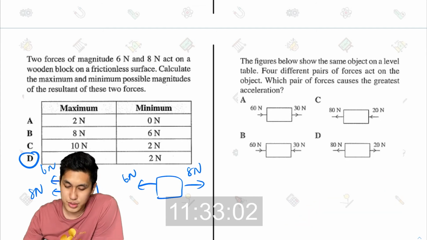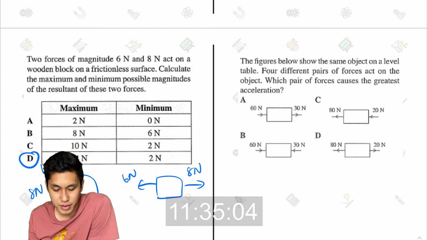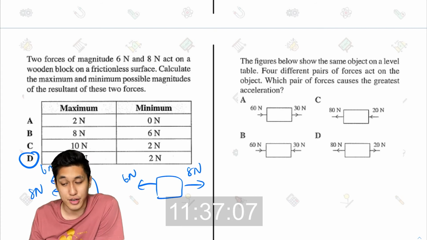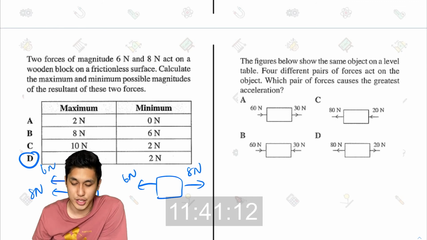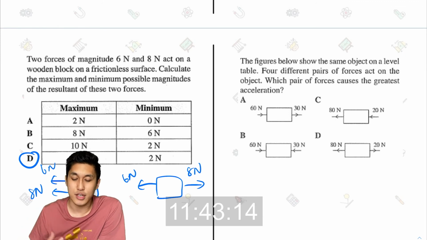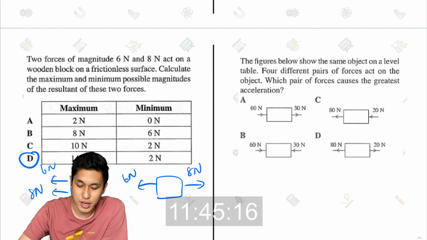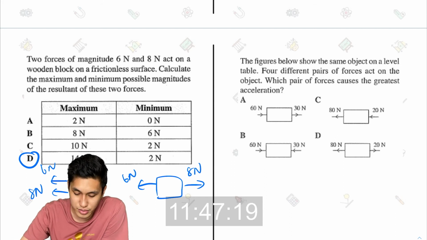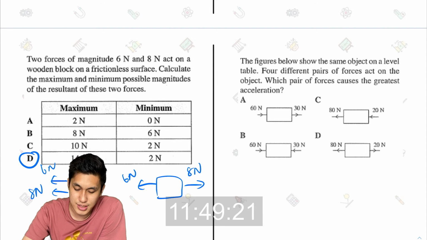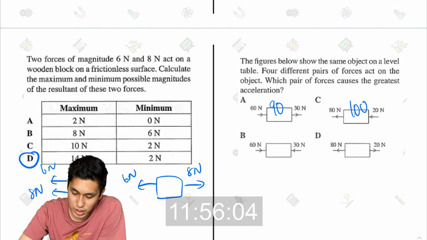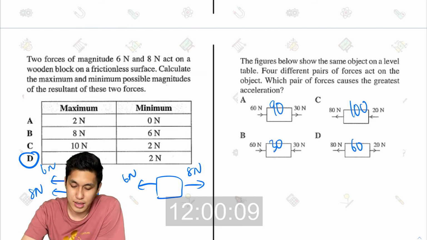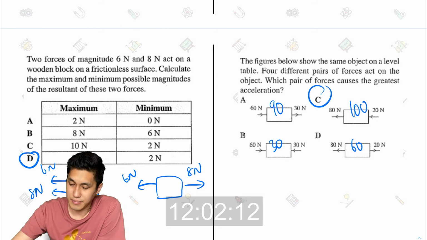The figure below shows the same object on a level table. 4 different pairs of forces act on the object. Which pair of forces causes the greatest acceleration? The greatest acceleration of course comes from the greatest force. So we have to find the resultant force. This one here, same direction, 60 and 30, the resultant is 90. The resultant for this one is 100. This one resultant would be 60, and the resultant here would be 30. So the answer would be C.